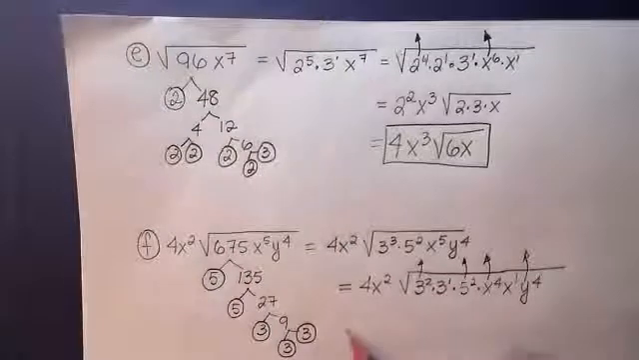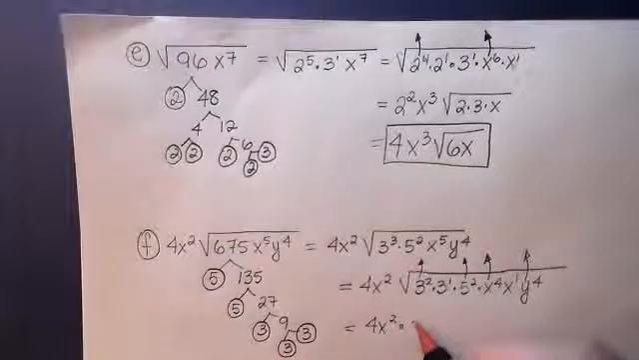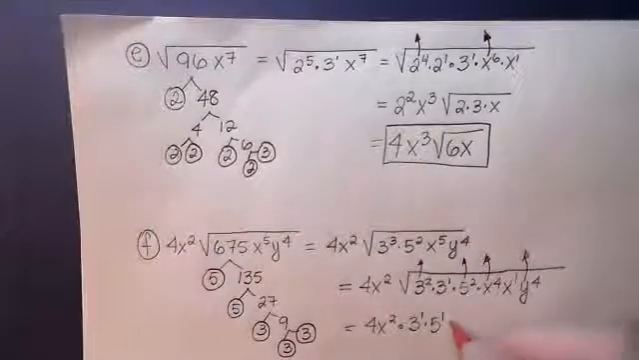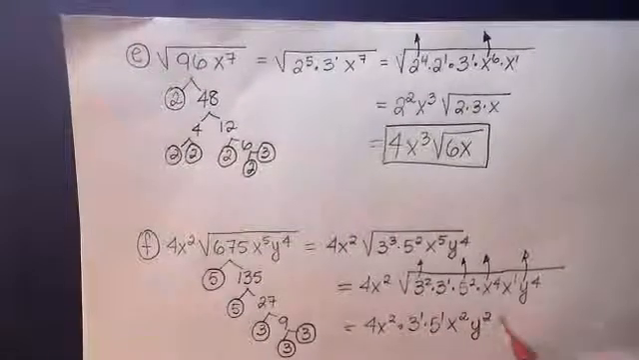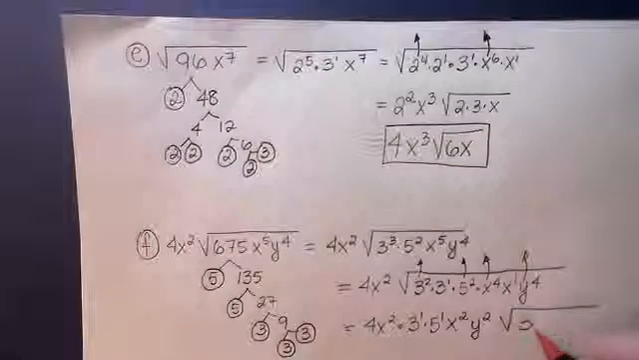So when we remove that, I'm going to get 4x squared. The 3 comes out as 3 to the first. The 5 is 5 to the first. X to the second. Y to the second. And inside the radical, I have left 3 and an x.